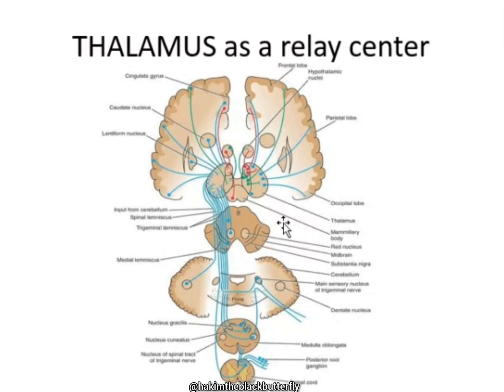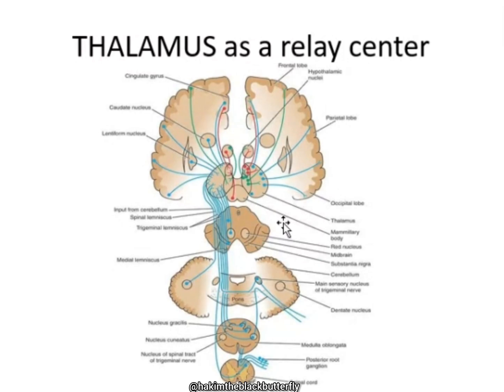We talked about the thalamus when we were looking at the ascending and descending tracts, and we said that the thalamus is a relay center. A relay center is a region which receives from, or where other parts transmit to. It is a region where other parts transmit to, or a region which receives from.